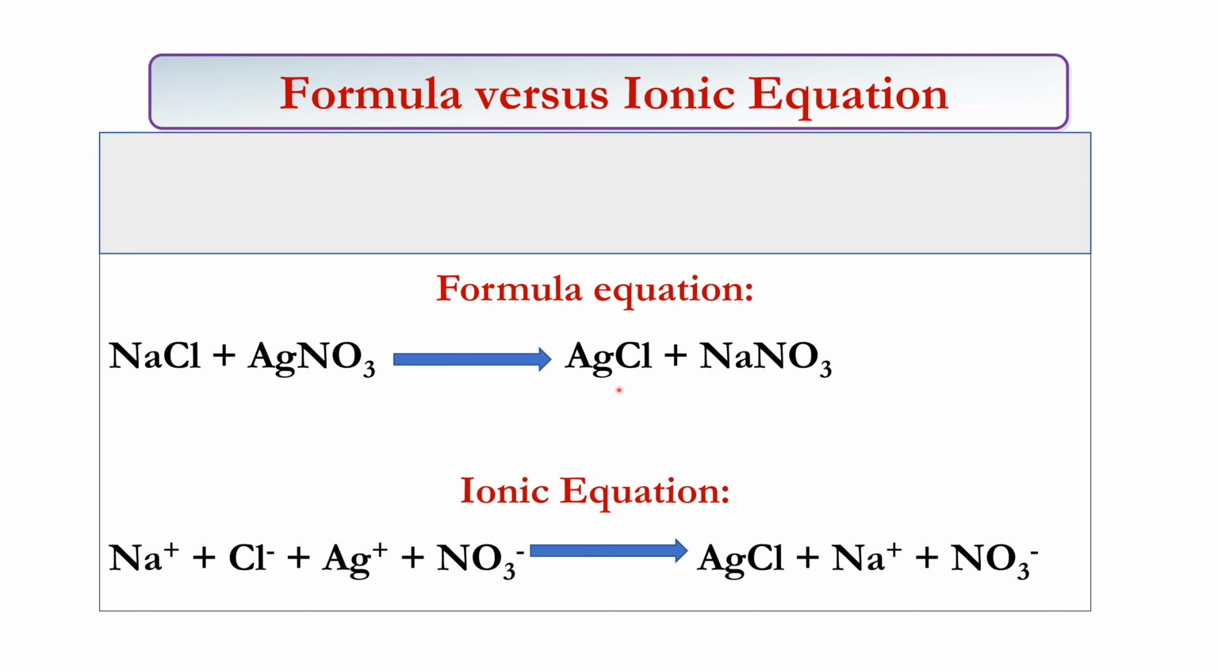Silver chloride is insoluble in water. Because it is solid, it will not separate into its positive and negative ions. Sodium nitrate is soluble in water, so it will separate into its positive and negative ions. So these are examples of formula and ionic equations.